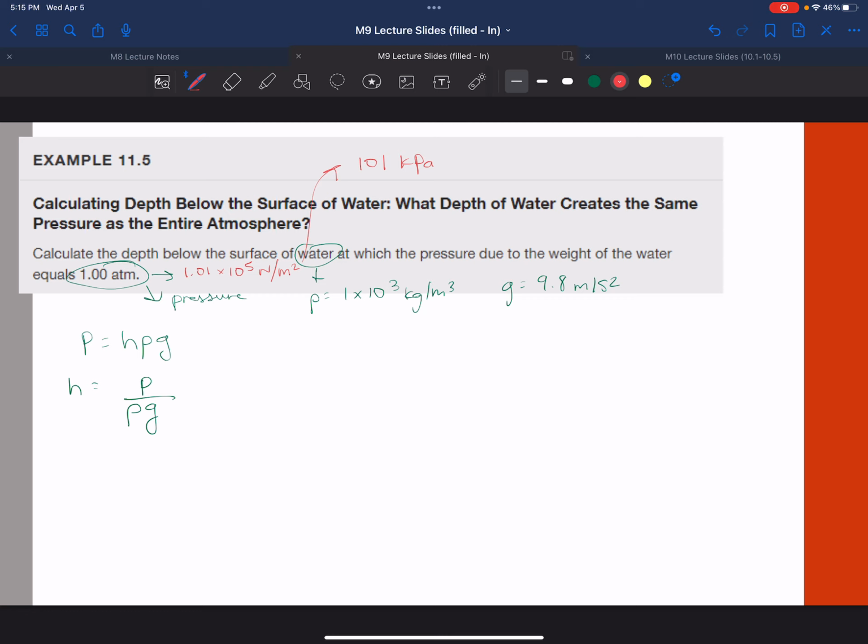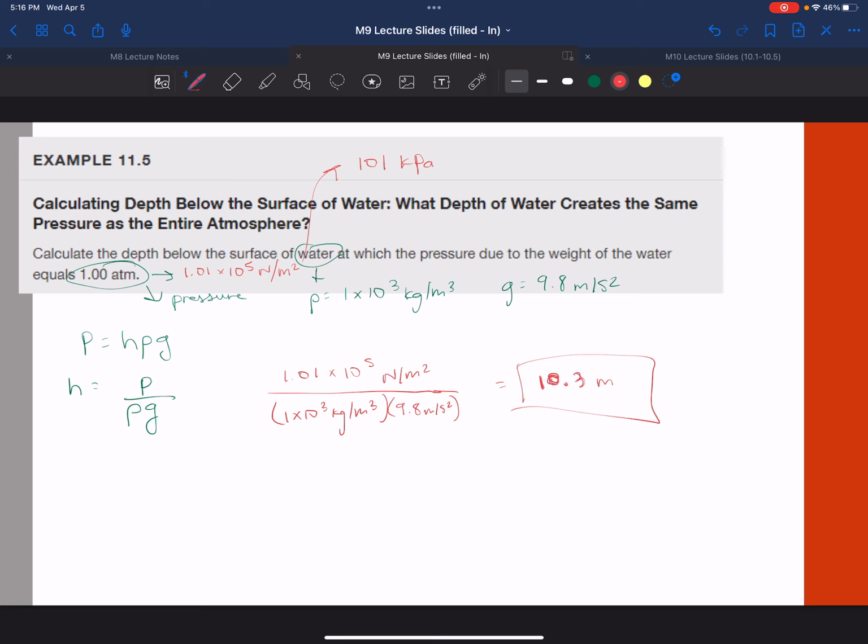Okay, we are ready to plug in. So we have our pressure now, which is 1.01 times 10 to the 5th newtons per meter squared, which is also pascals. Density is 1 times 10 to the 3rd kilograms per meter cubed, and gravity is 9.8 meters per second squared. We solve this, and we find this height or this depth to be approximately 10.3 meters. So we can go around 10.3 meters below the surface of water, and at that point, the weight of the water would equal about 1 atmosphere.